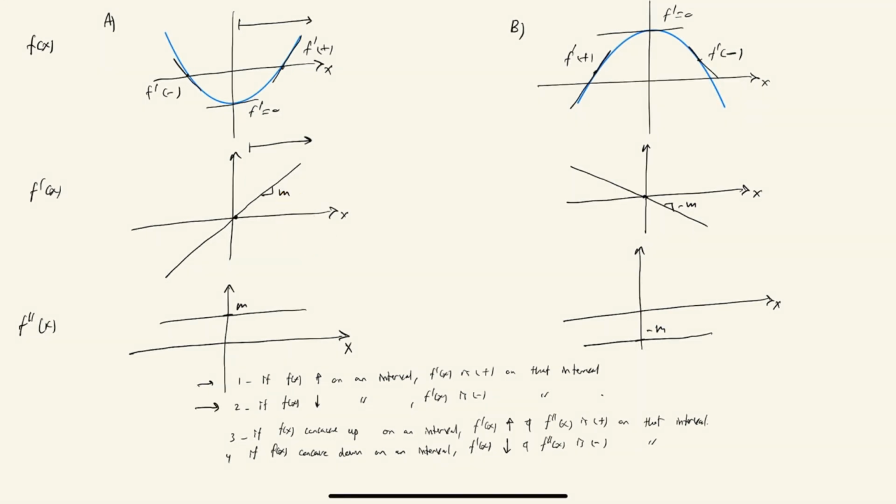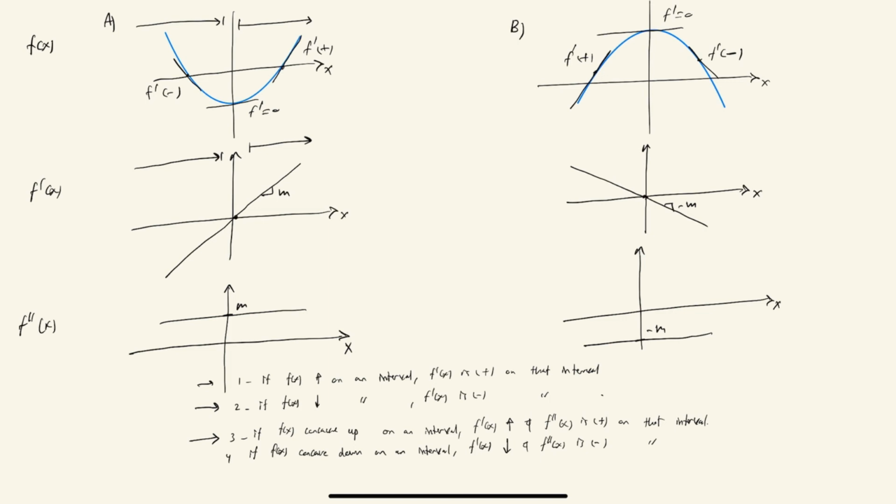And then for 2, if f of x is decreasing on the interval, f prime of x is negative on that interval. Here, f of x is decreasing on minus infinity to 0. Therefore, on this section, the derivative is going to be below the x-axis, going to be negative. And note here, the graph is concave up, so I'm going to move to 3.